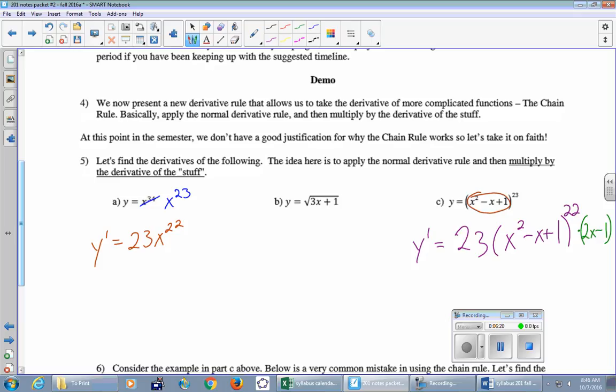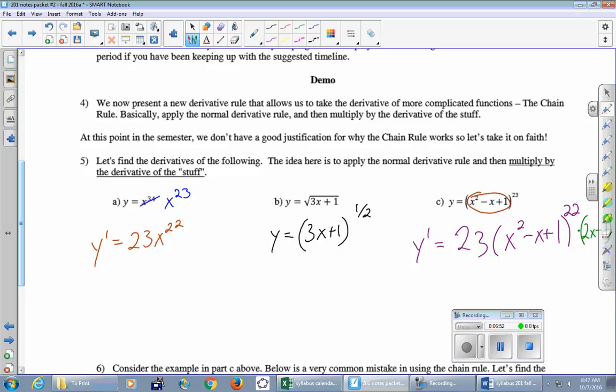Okay, so the stuff in purple should be very reasonable. It's the same rule as if it were just x. The stuff in green is the brand new thing that might not be reasonable at all, but trust me, it's the way things work. So we multiply by the derivative of the stuff. The stuff is what used to be x, okay? Let's see if we can try part B here. In order to do B, we first need to rewrite so that this looks like some stuff to a power. What power is it? 1/2.